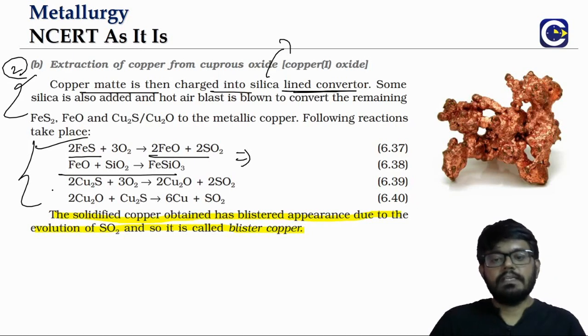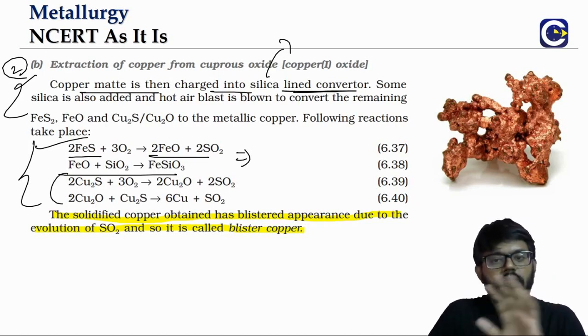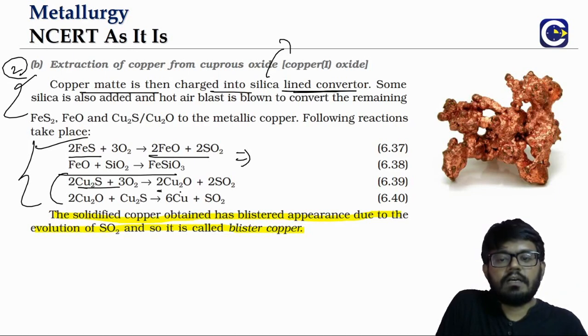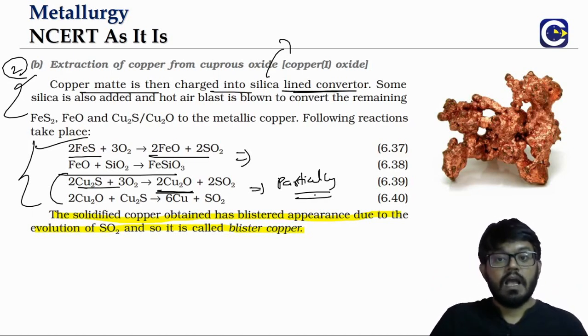Now what happens is, the iron sulfide is not there. Now there is only copper sulfide. Copper sulfide will start converting to copper oxide. This will be allowed only partially. The hot air blow will be allowed only till we see the partial conversion of the copper sulfide into copper oxide. And then they will stop.